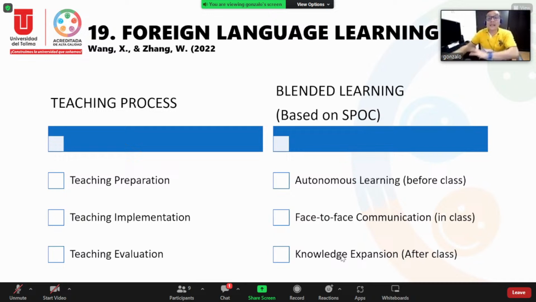As this is blended, I really like this because the students have to prepare the lesson before. It's like a flipped classroom, no? A flipped classroom methodology. Students prepare the material, they join in face-to-face classes to discuss, and after class, they go deeper on what they were able to discuss.